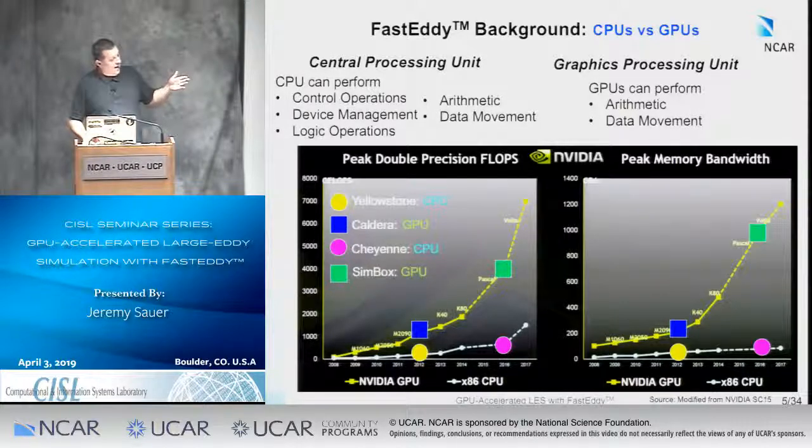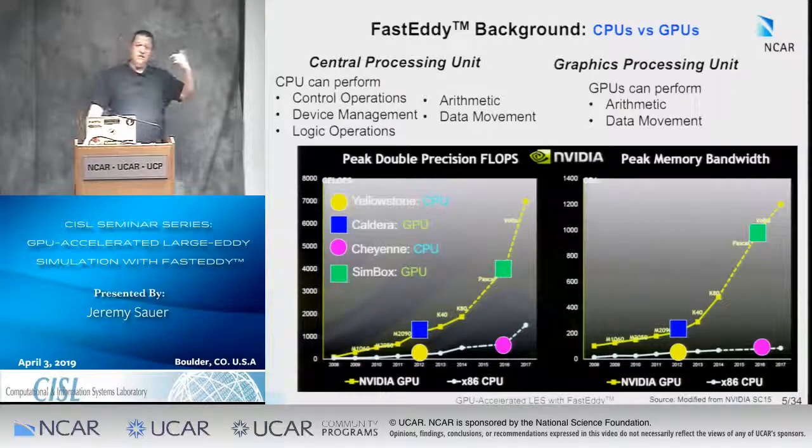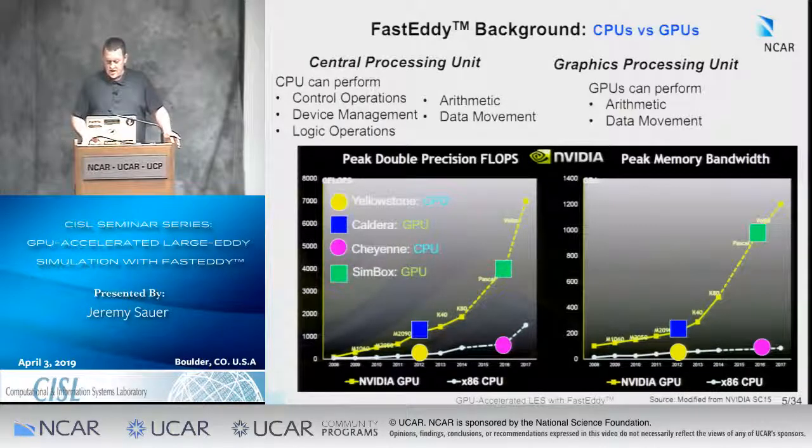And then as we moved into Cheyenne, we got much better in the CPU. And Simbox was a GPU machine that we purchased in RAL so that we could start writing a GPU Large-Eddy simulation. What are CPUs good at? Everything. CPUs are good at everything. Control, device management, logic operations, arithmetic, moving data around. GPUs are really good at arithmetic and data movement. That's it. They're purpose-built to do math really fast.